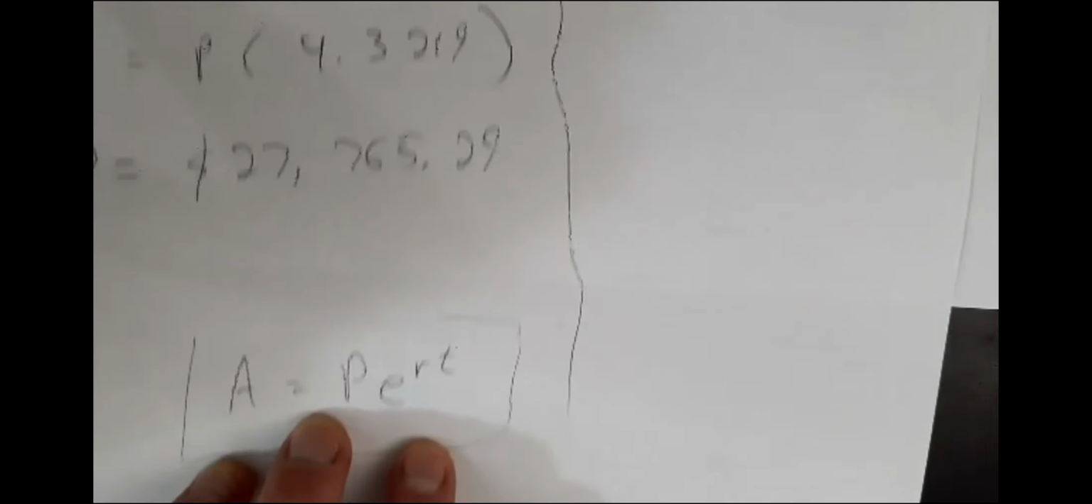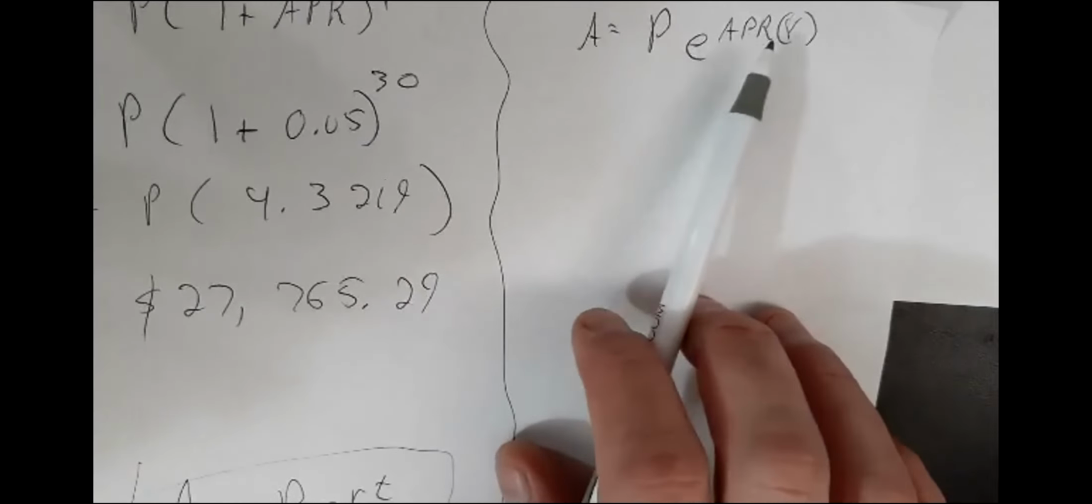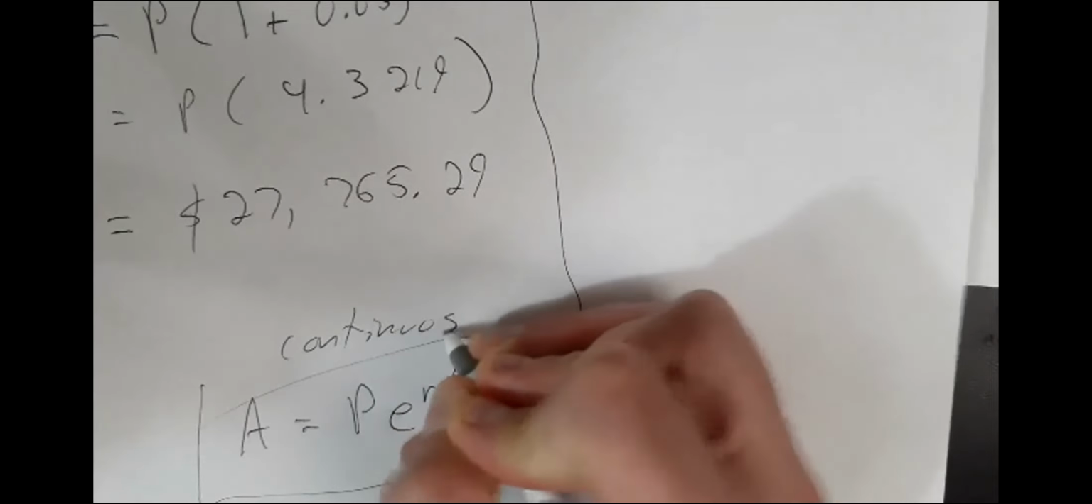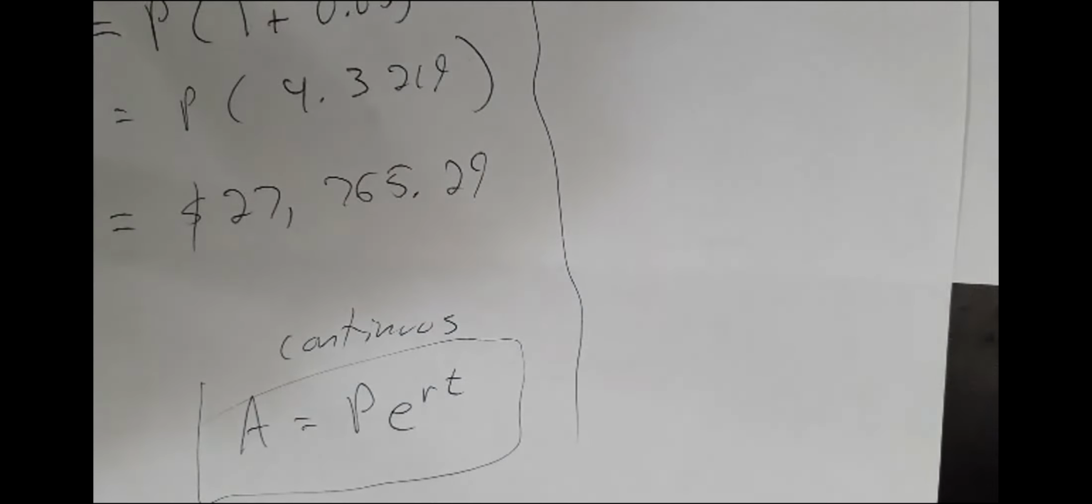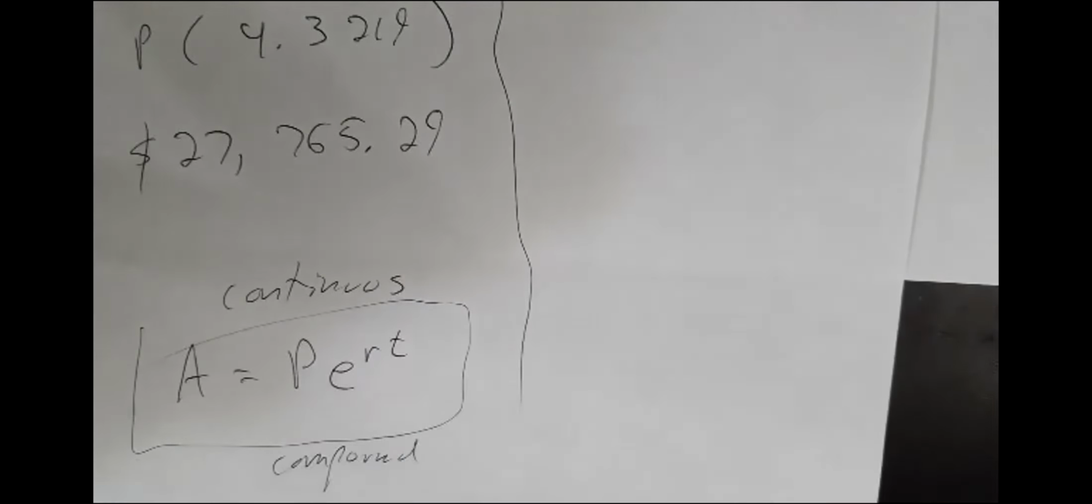But sometimes they will call this PERT. Instead of APR, this is your R, your interest rate. T would be your time in years. So sometimes you might see this written out as your PERT formula. Anytime you see that word continuous, this should be the first thing that pops into your brain. Continuously compounding, think PERT. You gotta keep it silky smooth and shiny, just like my hair.